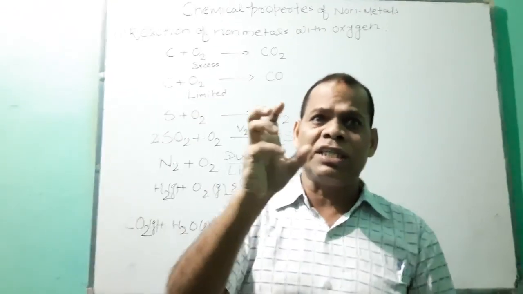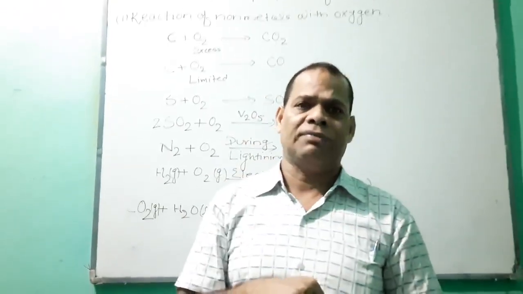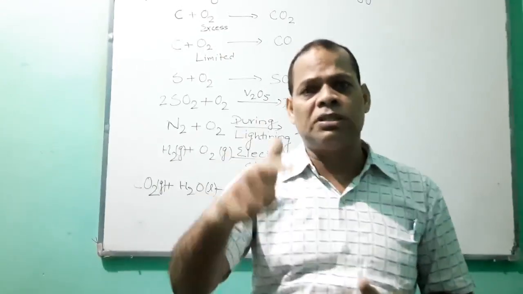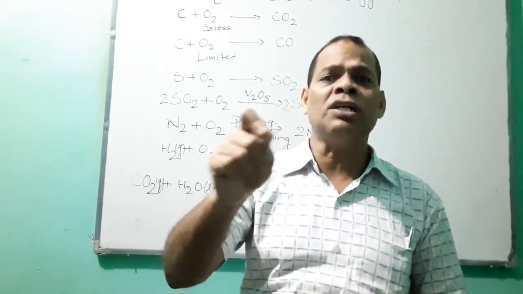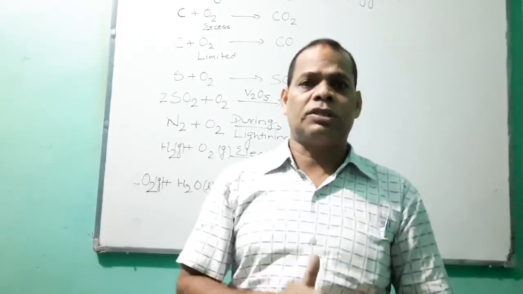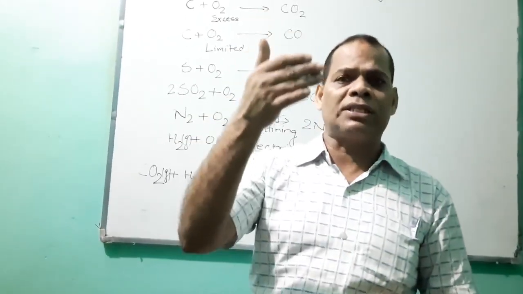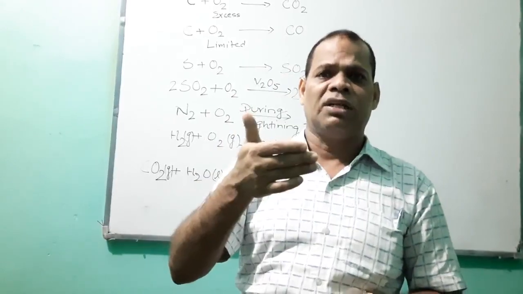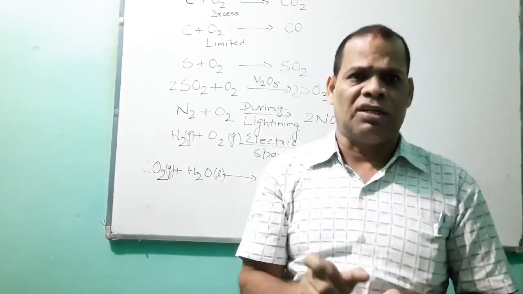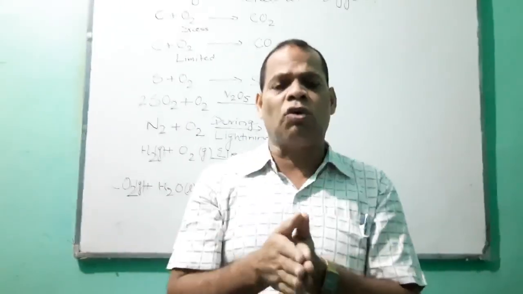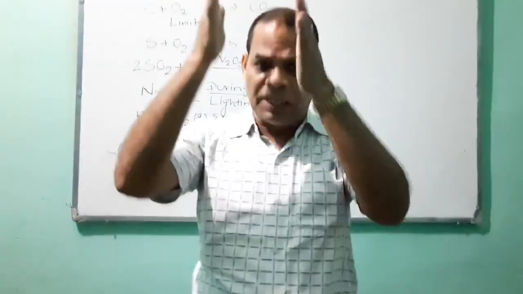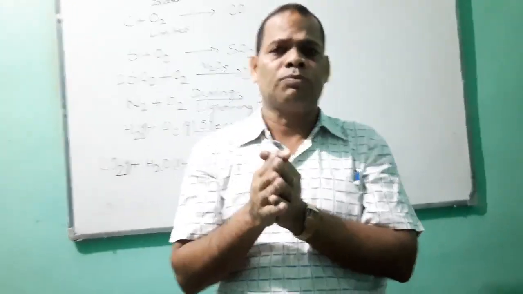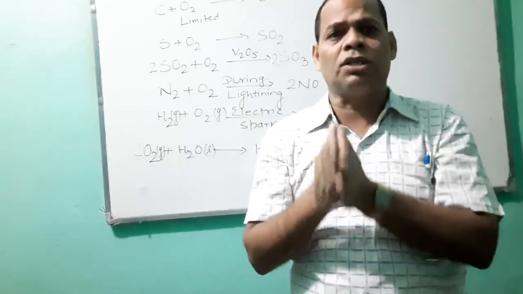So fluorine has the smallest size in its group. So fluorine is the most reactive. Similarly, oxygen, sulfur, selenium, tellurium, polonium. Oxygen is the smallest, so oxygen is the most reactive non-metal in its 16th group. I am talking about each group.